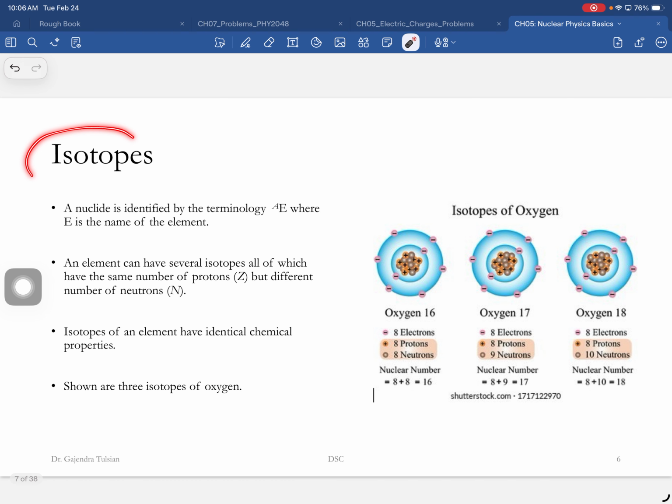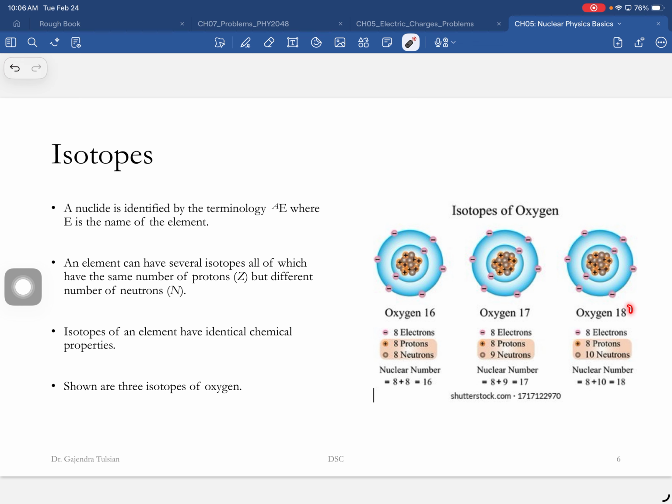All right, so here are isotopes. What are isotopes? Isotopes are just cousins of the same element. Here's oxygen-16, oxygen-17, and oxygen-18. Oxygen has 8 protons, so oxygen-16 has 8 protons and 8 neutrons. Oxygen-17 has 8 protons and 9 neutrons. And this one has 8 protons and 10 neutrons.